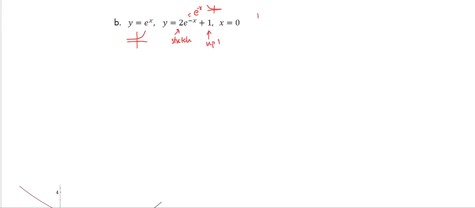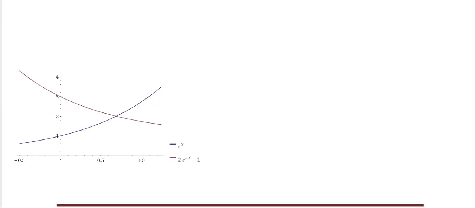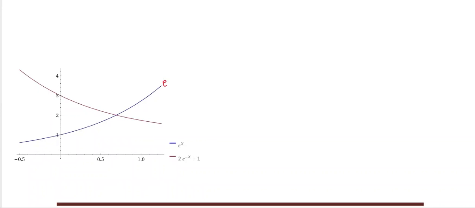For x equals 0, x equals 0 is the vertical line, the y-axis. So this one is the y-axis. When you put all of them together, I'll show you real quick. The graph will look like this. So for e to the x, we know the intercept is (0, 1). For 2e to the negative x plus 1, the intercept is (0, 3). And the line x equals 0, that's the y-axis.